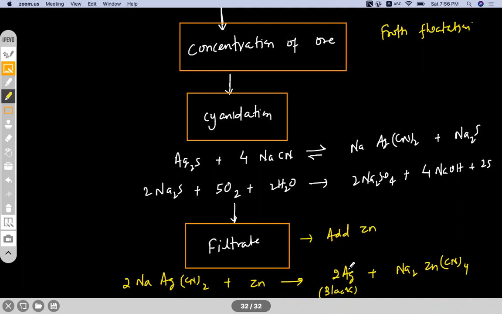So what will we do with the black silver? No, this is the black precipitate of silver. A further step is left now. After this, we add some alkali, like KNO3, so that the impurities are oxidized and we get silver metal.